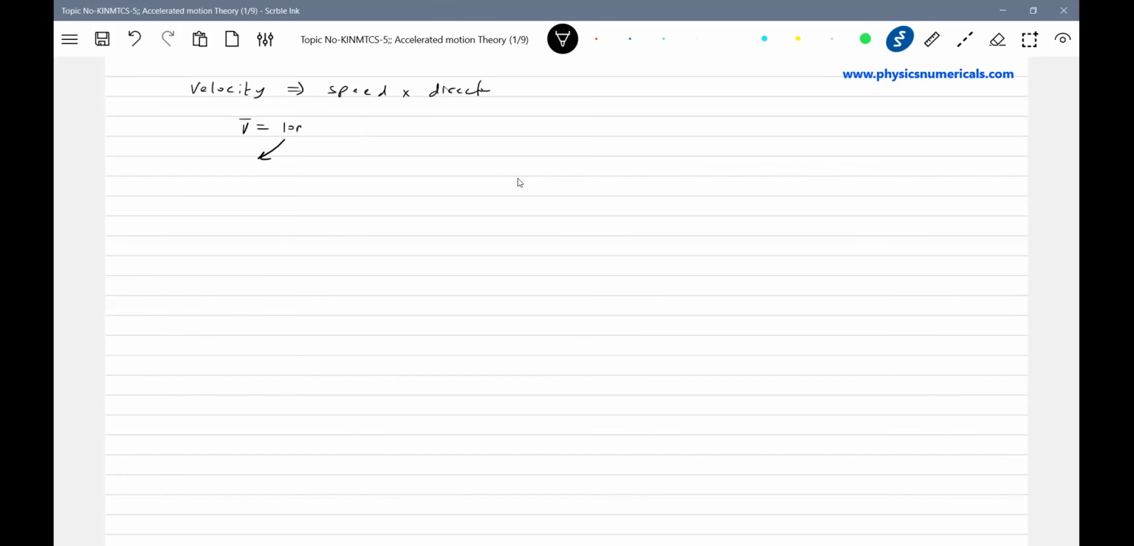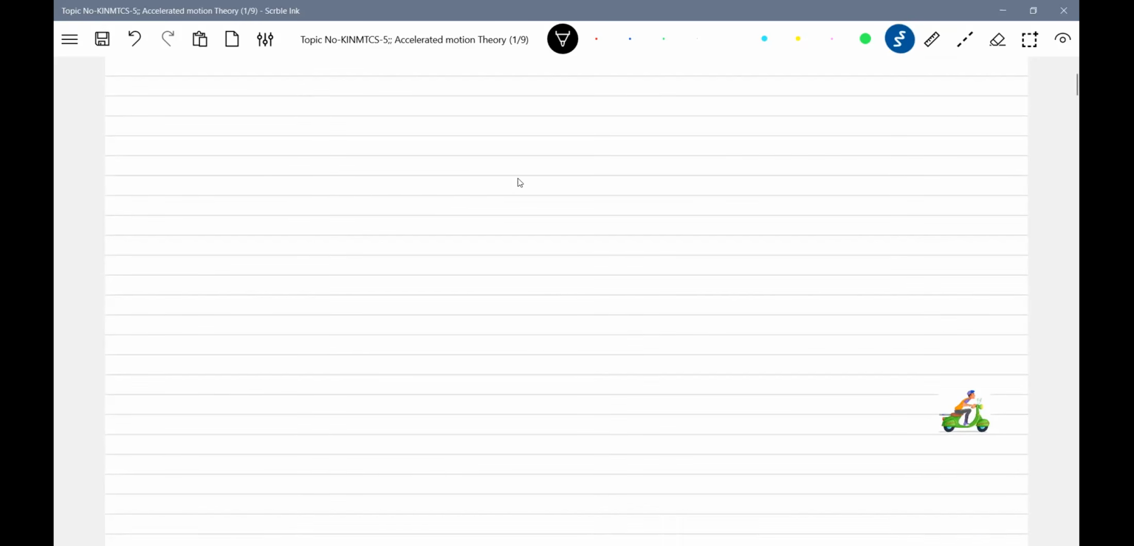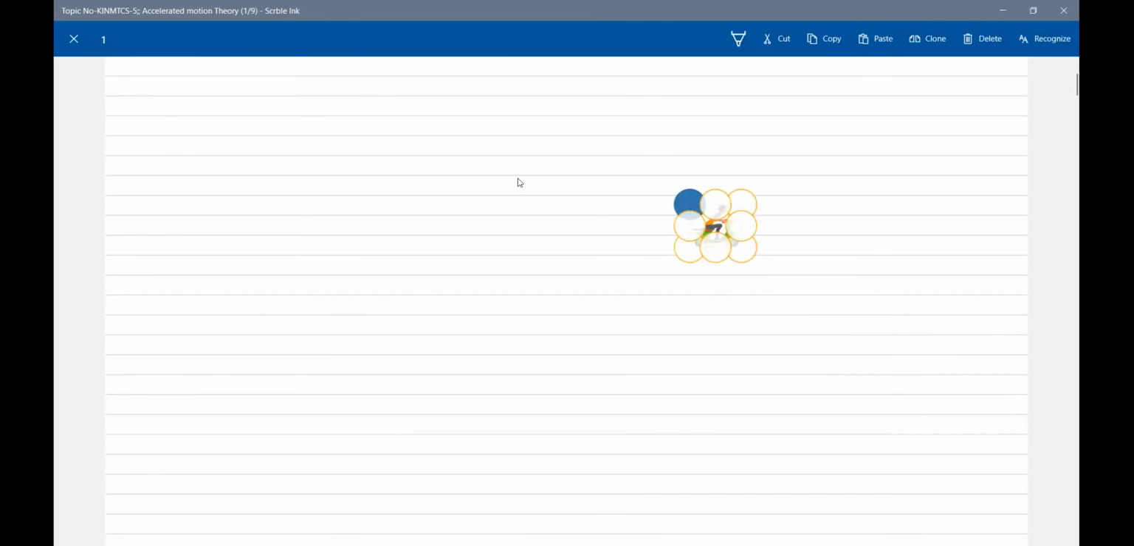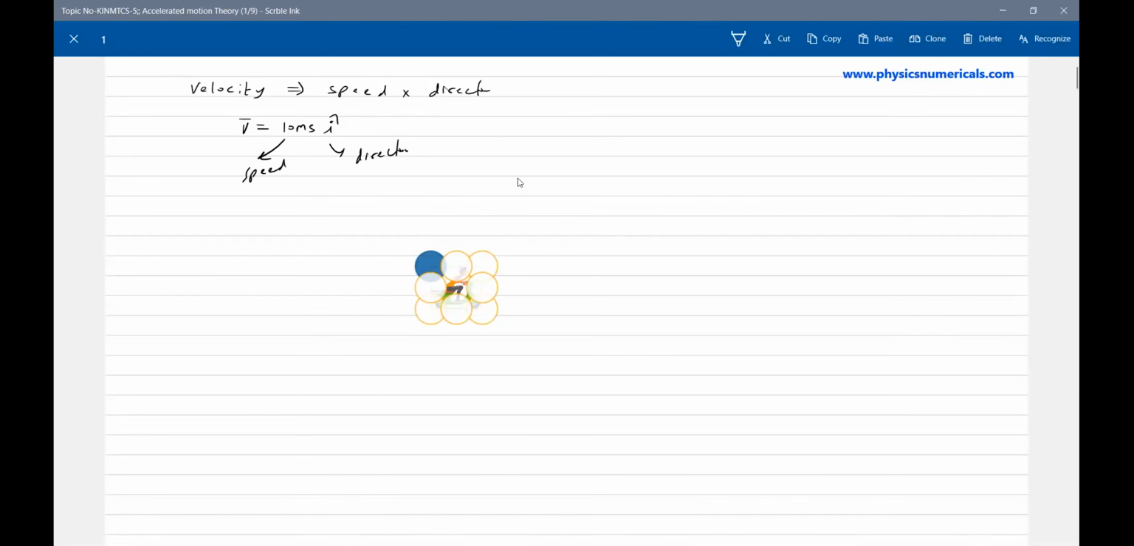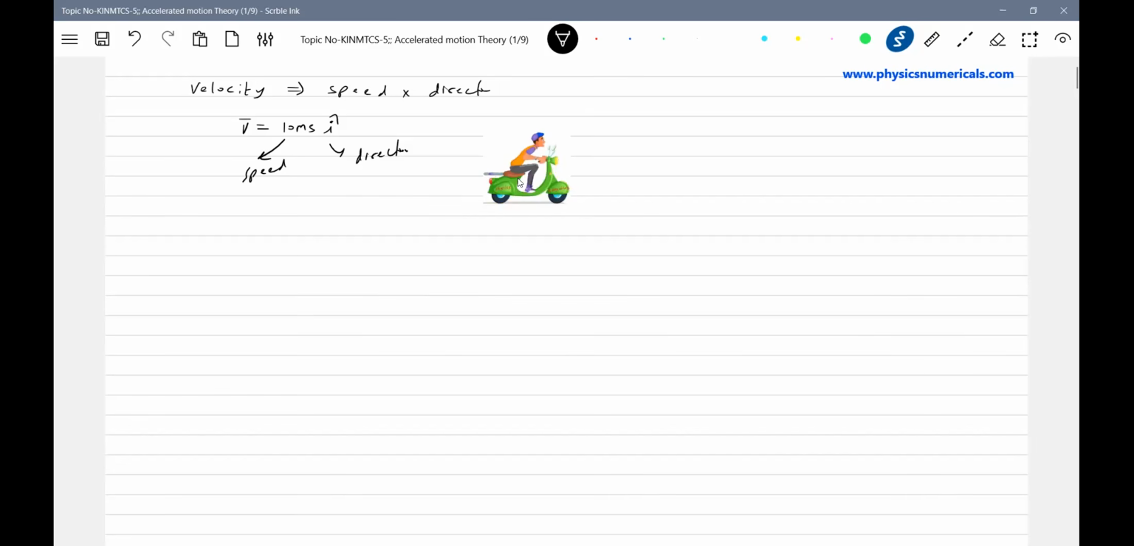Or I'll write it like this. So this will indicate the speed. This will indicate the direction. So we do indicate the particular object is moving, so let me take a bike here, some diagram I brought, so that it will be easy for you to understand. Look at this particular bike. It is moving along, so I'll say that it is moving with a speed 10 meter per second.